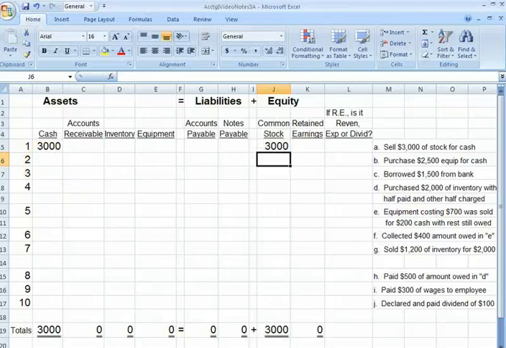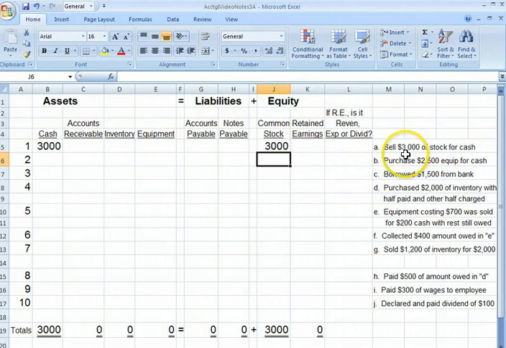Notice down here at the bottom that the assets, that is the $3,000 over here on the left-hand side of the equation, equals the $3,000 balance over on the right-hand side of the equation. The resources the company owns is equal to the claims against the resources that the company owns.